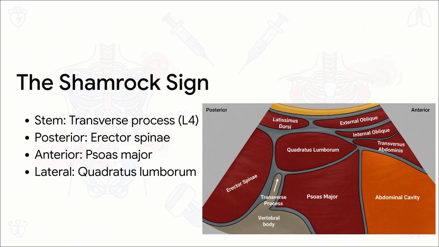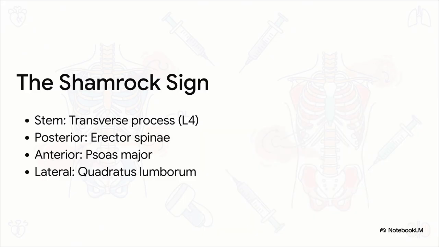The solid stem of the shamrock is the dark acoustic shadow cast by the L4 transverse process. Sitting right there is your anchor. The posterior leaf of the clover is the erector spinae muscle. The anterior leaf is the psoas major. And the lateral leaf is the Quadratus Lumborum.